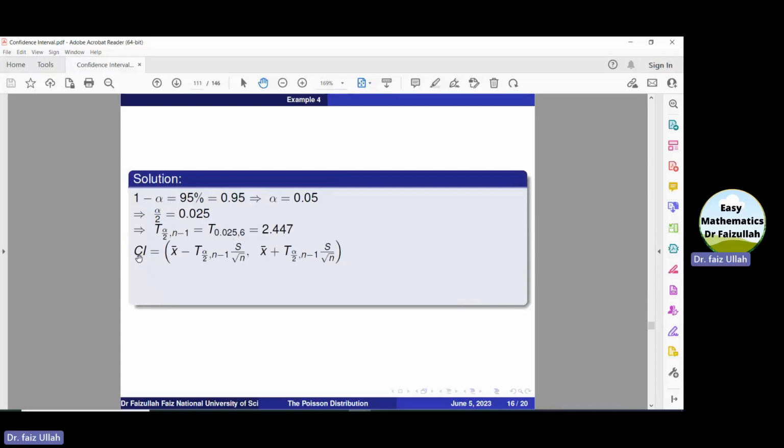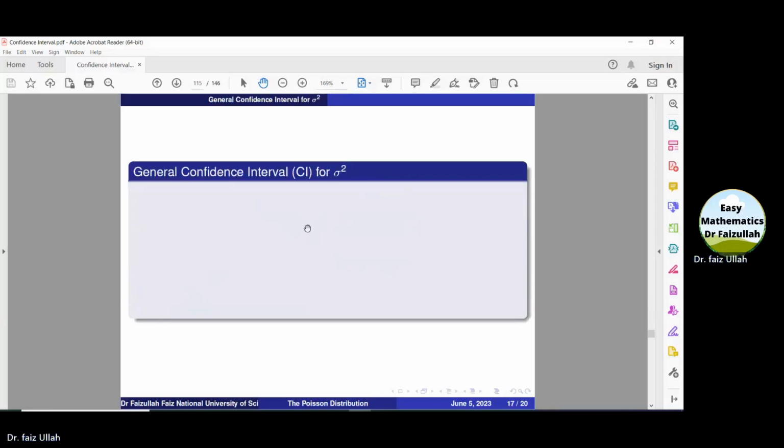Finally, we use our formula for the confidence interval, substitute the values and simplify this. We get that the interval is 9.7, comma 10.3. So we are 95% confident that the value of mu is greater than 9.7 and less than 10.3. Let us study this last case.